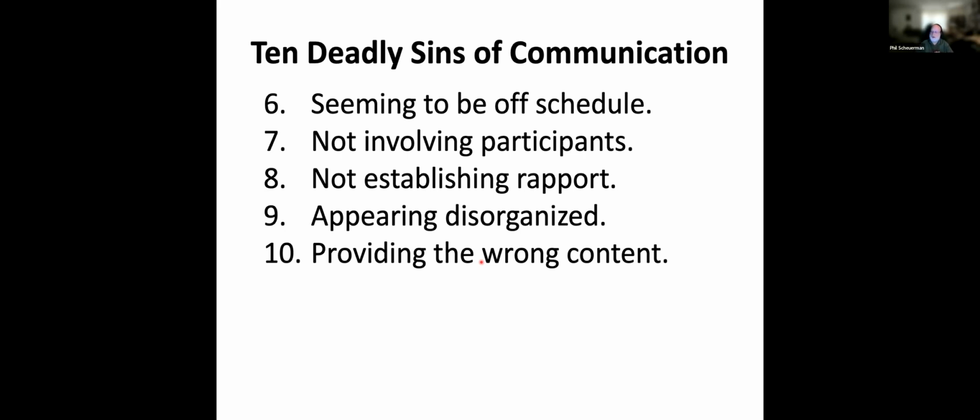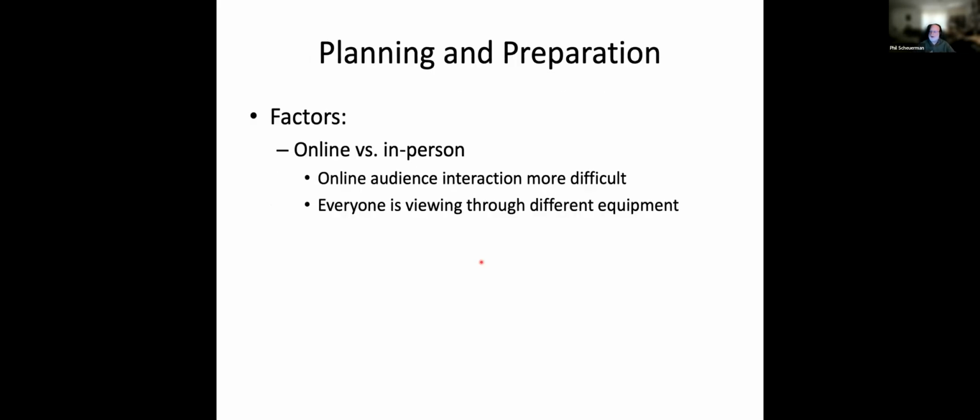And providing the wrong content. You want to make sure that you're talking about what the audience is interested in and what you promised to deliver to them. I will also say that whether it's a technical or scientific presentation or a non-technical, more general interest presentation, all these same ideas and concepts apply. You've got to start out with just the basics of having a story, telling it simply, and telling it to your audience and understanding that audience.